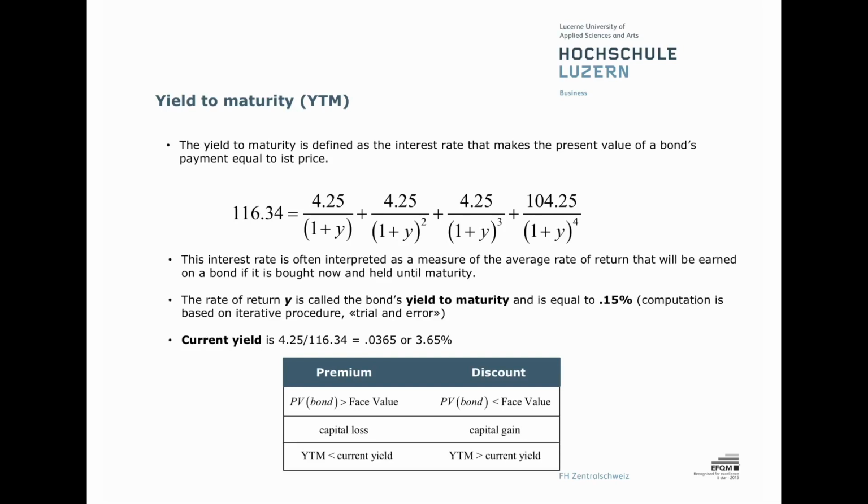Finally, for a premium bond, the yield to maturity is below the current yield, while for a discount bond, the yield to maturity is above the current yield.